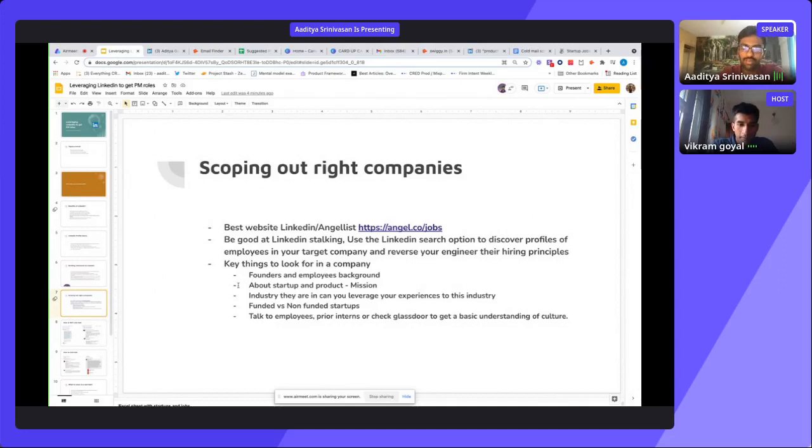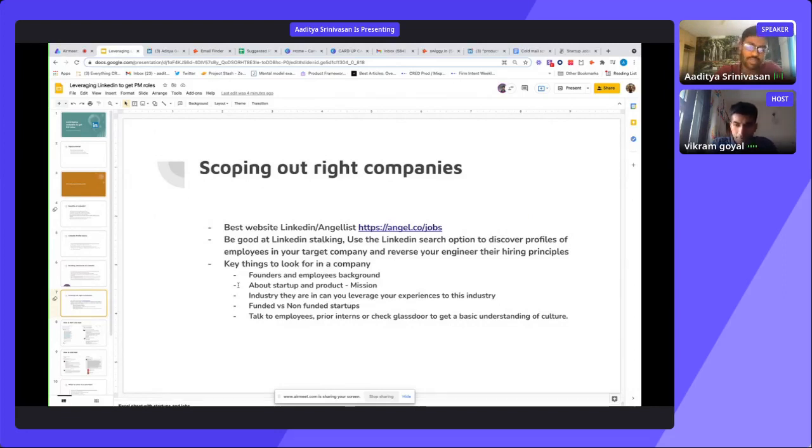One more thing: when you're applying to a company, what do you need to look into? The first important thing is the founders' and employees' background. Why is this important? I have seen a lot of cases where interns get slightly scammed in an internship. What I mean by that is they're promised some role, but neither are they given the pay, or they're made to do a lot of manual work. Looking at the founder's or employees' background gives you a good, quick due diligence of the company.